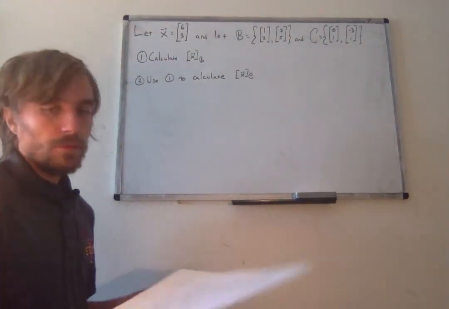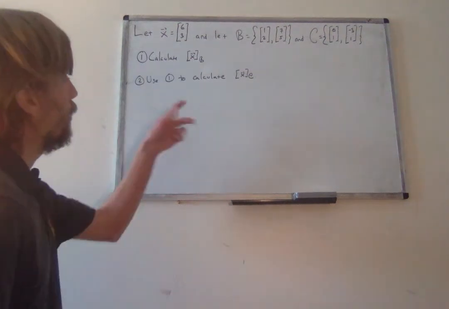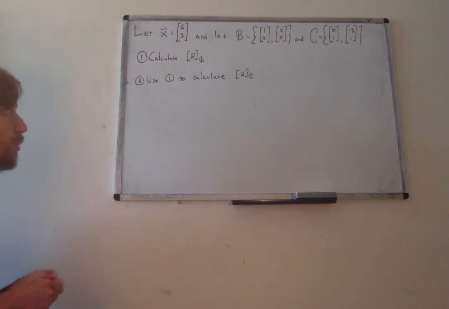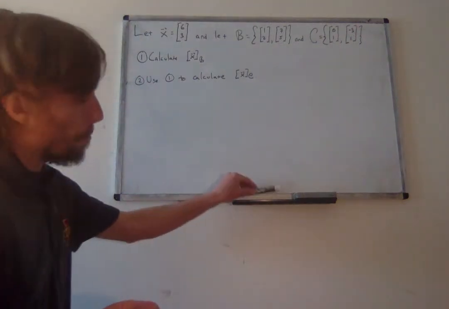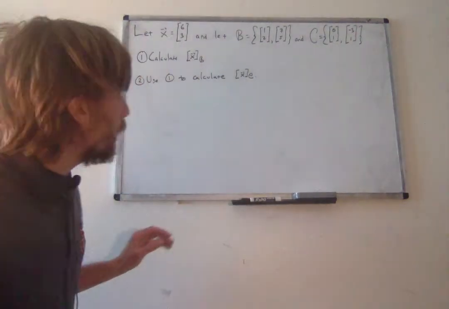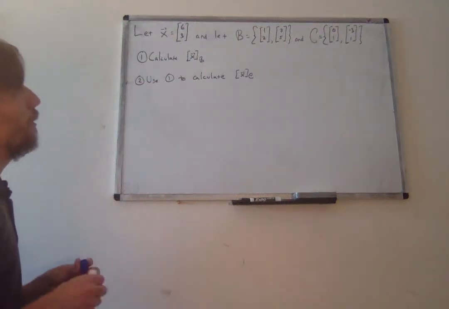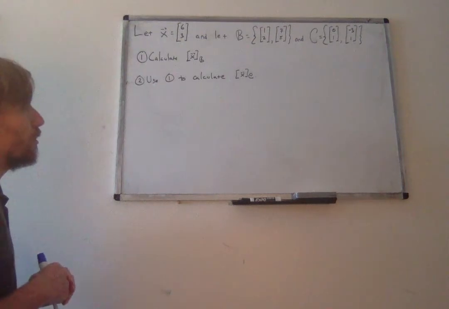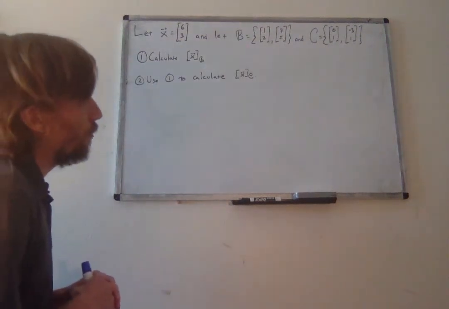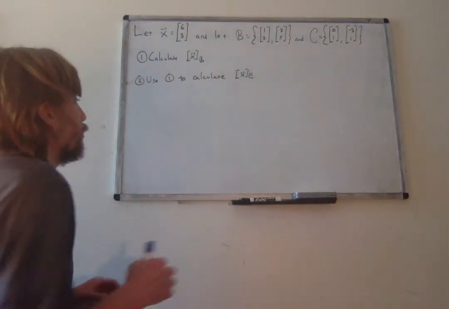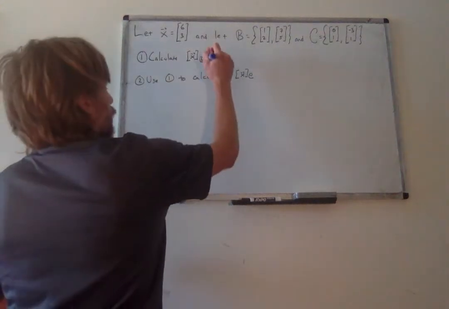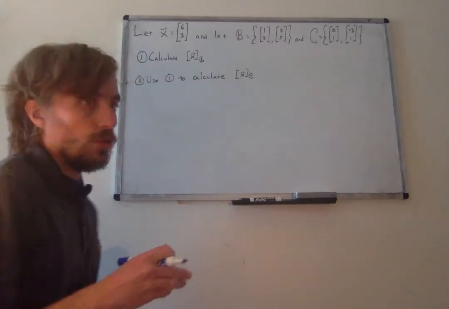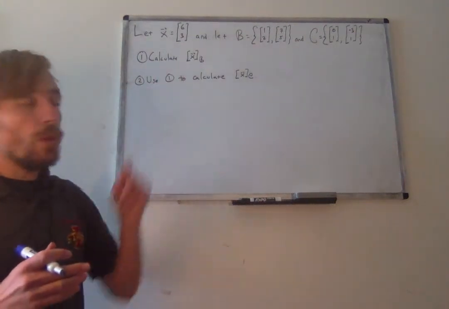So I'm going to start out with this problem. We're given a vector x equal to 6, 3, and we are given two bases: b, which is the vector 1, 2 and the vector 7, 5, and c, which is the vector 0, 1 and the vector negative 3, 1. First off, we're going to calculate the b representation of x.